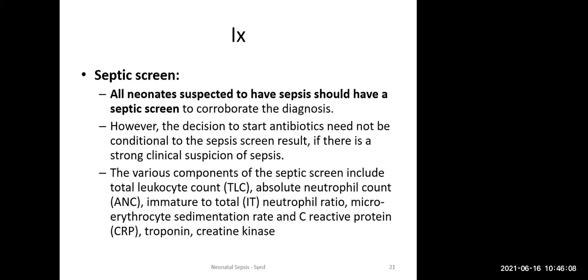And then the septic screen. For early onset sepsis, as I mentioned, most of the time they come with pneumonia. So the investigation is rather limited. You don't do extensive investigation, not as extensive as late onset sepsis. So in general, you don't do lumbar puncture, you don't do urine culture, you don't do joint aspiration. This is not routinely done in early onset sepsis, because again, most of the time the source is the upper respiratory tract and also the lower respiratory tract.